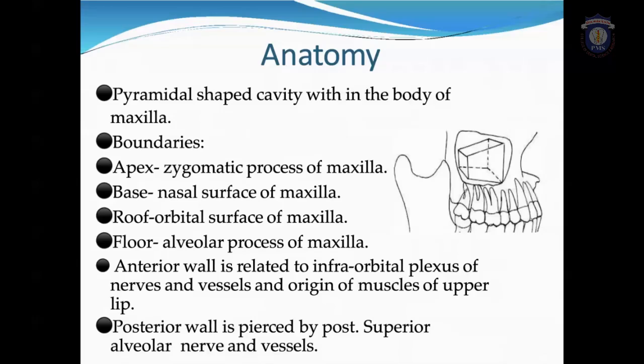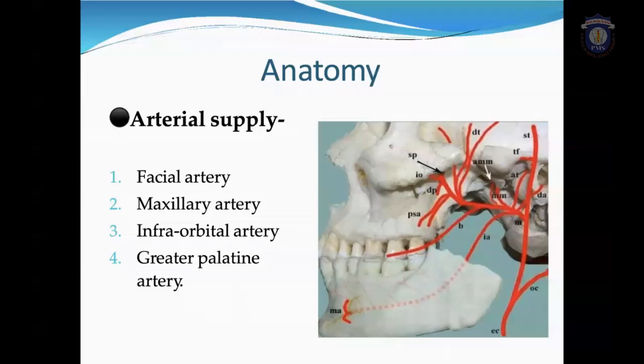Now let's see what is the arterial supply of maxillary sinus. There are four major arteries which supply the maxillary sinus, which include facial artery, maxillary artery, infraorbital artery, and greater palatine artery. These are the four arteries which supply the maxillary sinus.